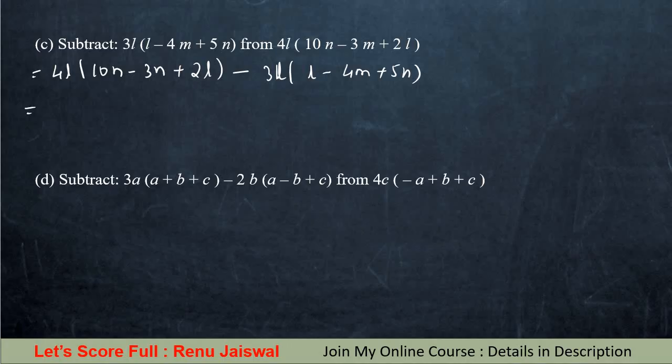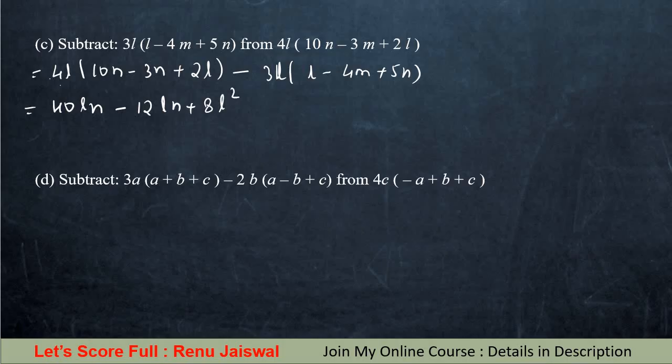Multiply it, 4 and 10, 40, l not m, it is n. Then plus, and here minus will give me minus, 4 3s are 12, ln. Then 4 2s are 8, l square.